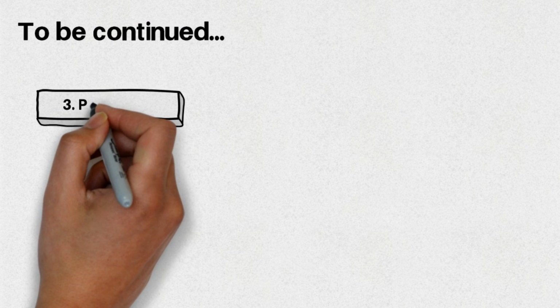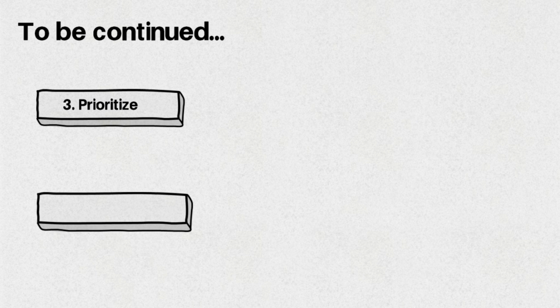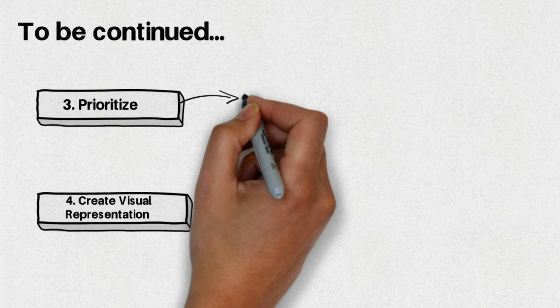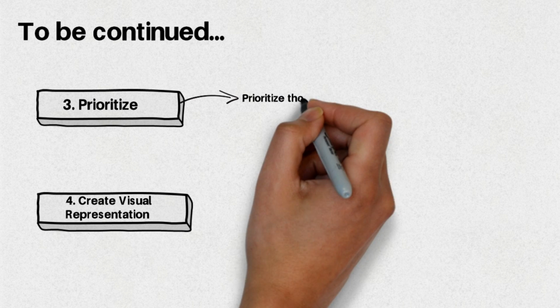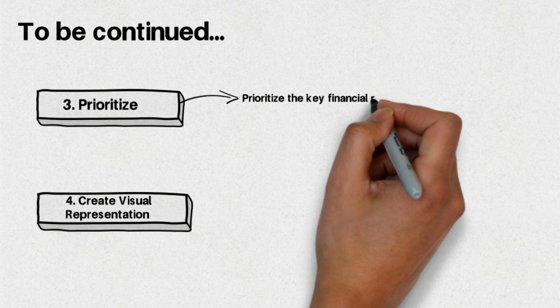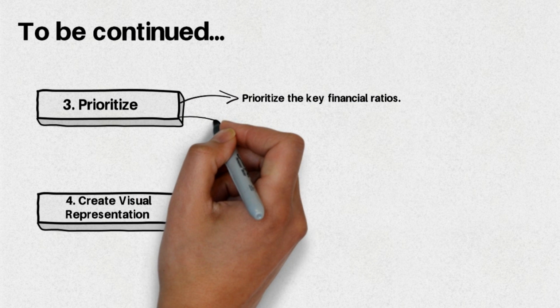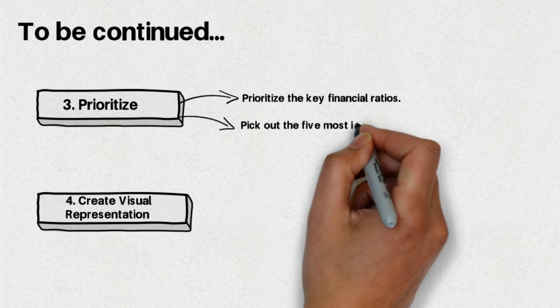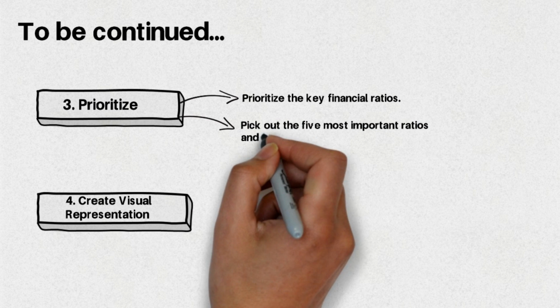3. Prioritize. 4. Create visual representation. Prioritizing the key financial ratios is an amazing tip that should be followed. So, prioritize and learn the most important ones first to remember them easily. Pick out the 5 most important ratios and learn them well until they stick to your brain.